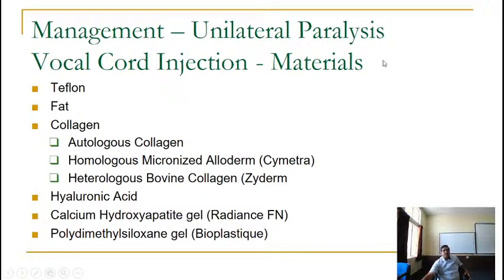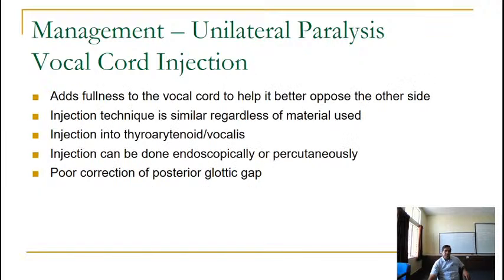The various procedures that are described: one is the injection of Teflon paste, fat, collagen, hyaluronic acid, or calcium hydroxyapatite gel. These are the various things that can be injected into the vocal cord proper, so that there is a medialization of the vocal cord, and the vocal cord from the opposite side comes and opposes clearly, producing a good voice.